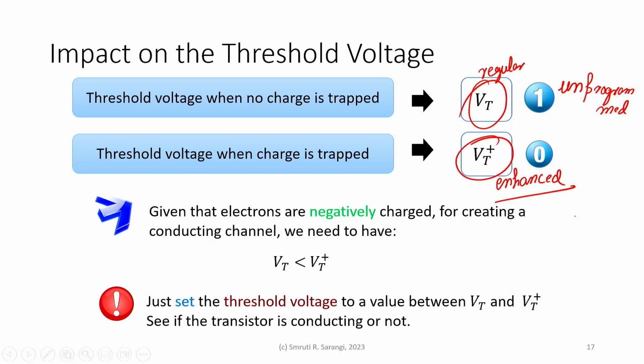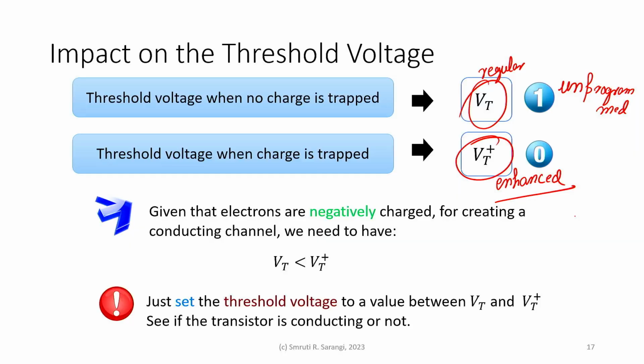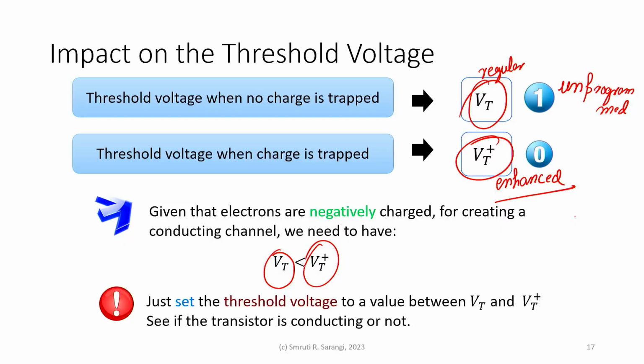So we have two kinds of threshold voltages now, Vt and Vt plus. The moment charge is trapped, it's in this Vt plus zone, which is a logical 0 for us. Given that electrons are negatively charged, for creating any kind of a conducting channel, you will have to apply a higher threshold voltage, which is exactly why when charge is trapped, the threshold voltage increases, which means that Vt is less than Vt plus.